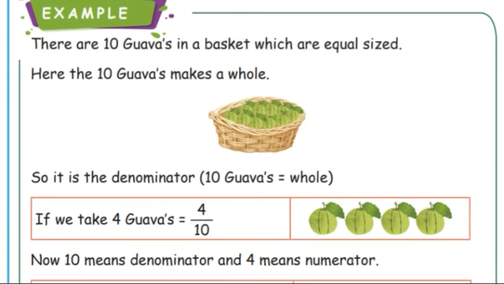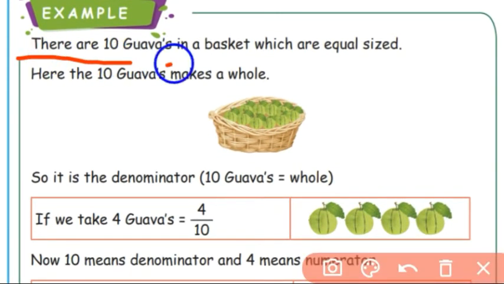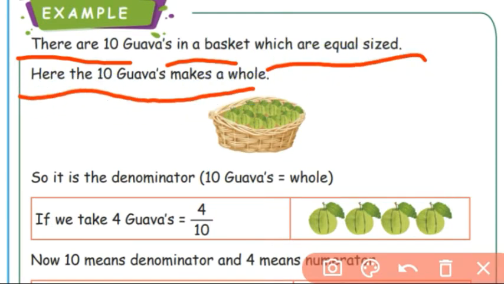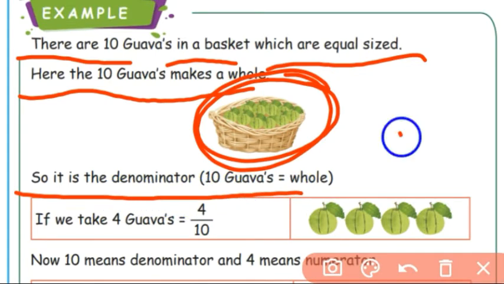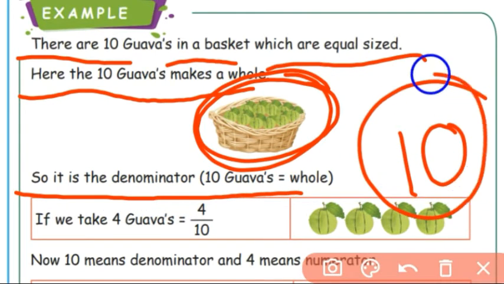See this example. There are 10 guavas in a basket which are equal sized. Here the 10 guavas make a whole. This basket has 10 guavas. This is one whole, so 10 guavas is the denominator. So 10 is the denominator.